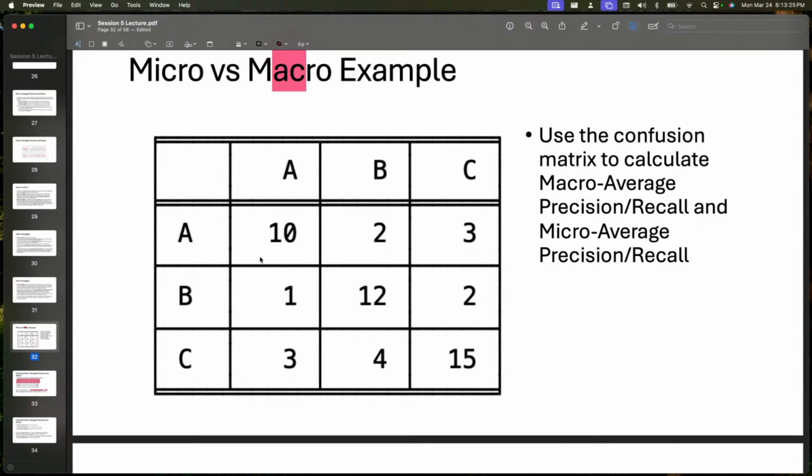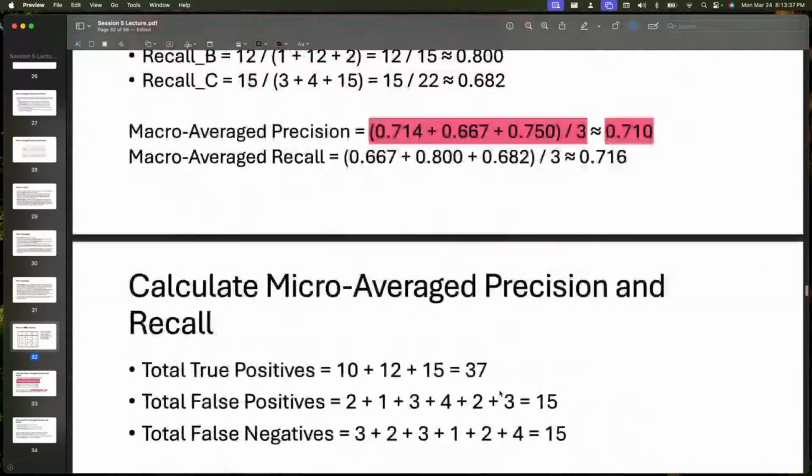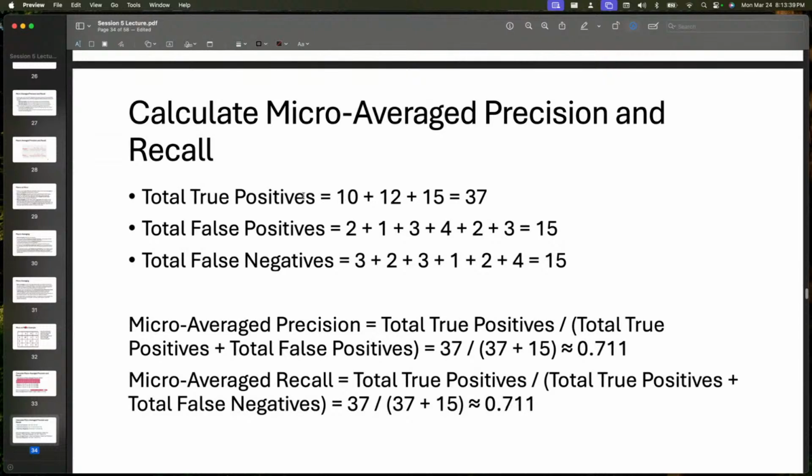We predicted A and it was actually A. Here is 10. We predicted B and it was actually B. Here is 12. We predicted C and it was actually C. Here's 15. 10 plus 12 plus 15. So these are our true positives.